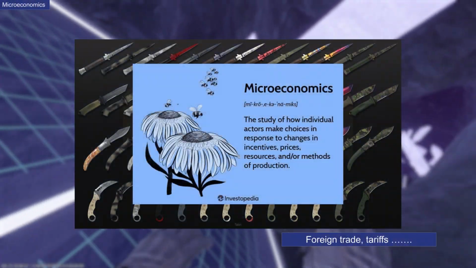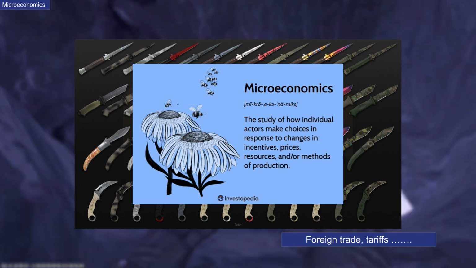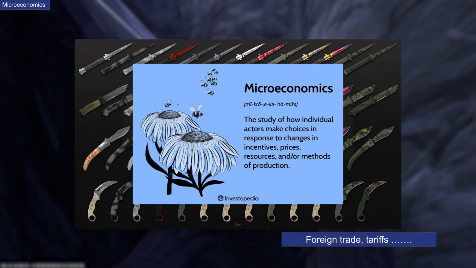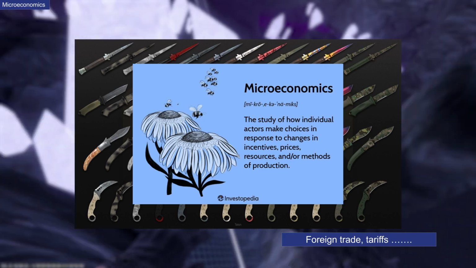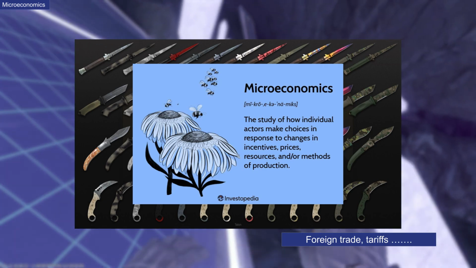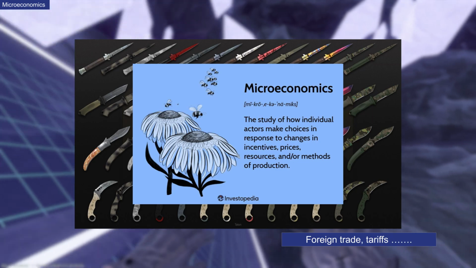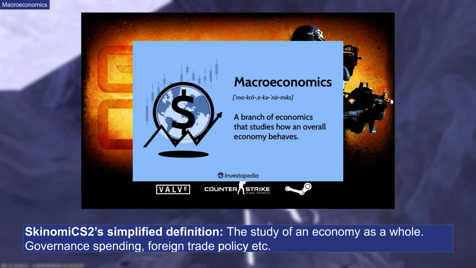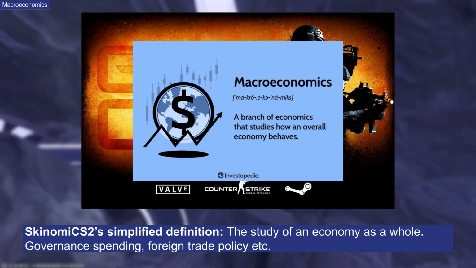Alright, this is the basics of microeconomics. If I keep going, I can go on for another 10 hours. You can plot the implications of foreign trade, tariffs, and much more using the graphs. But much of this will have minimal bearing on Counter-Strike, so I will stop here. Now, onto macroeconomics. Macroeconomics has limited application to the Counter-Strike skin market.